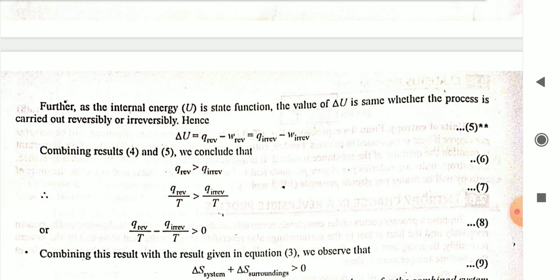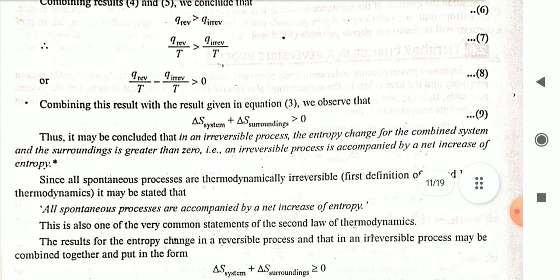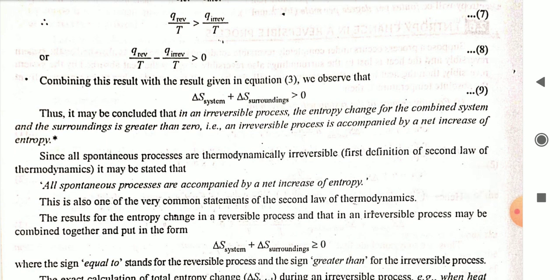Combining this result with the result given in equation third, we observe that del S of system plus del S of surrounding is greater than 0. Thus, it may be concluded that in any irreversible process, the entropy change for the combined system and the surrounding is greater than 0. An irreversible process is accompanied by a net increase of entropy. Since all spontaneous processes are thermodynamically irreversible, in the first definition of the second law of thermodynamics it may be stated that all spontaneous processes are accompanied by a net increase of entropy. This is also one of the very common statements of the second law of thermodynamics.